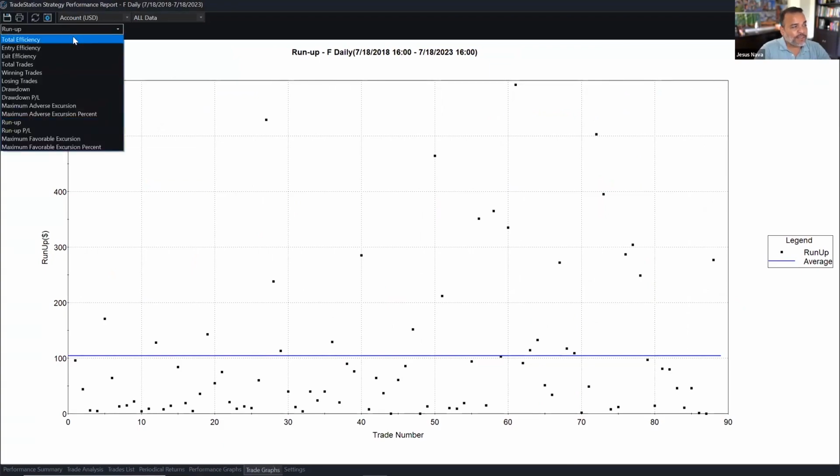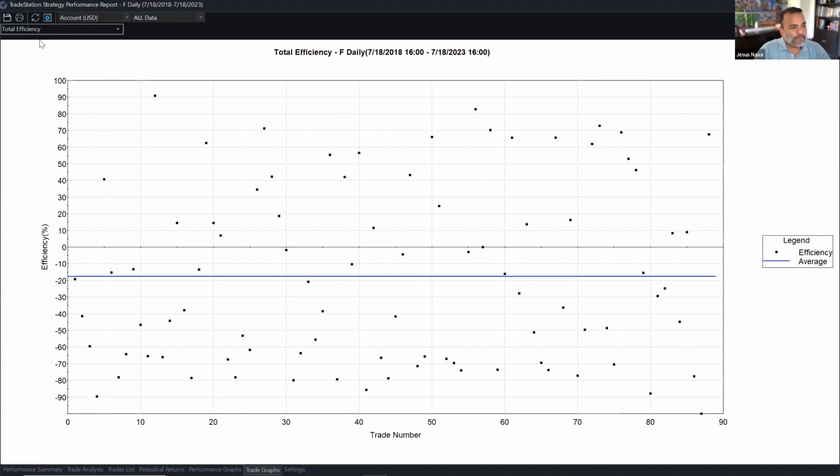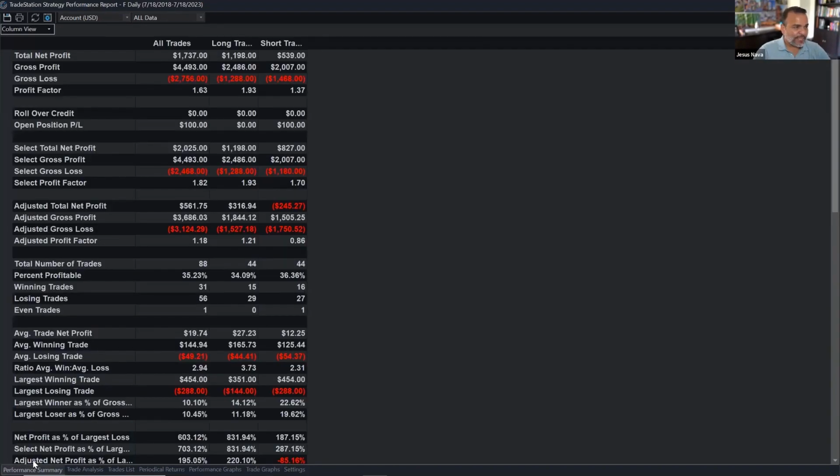And in the trade graphs, I'm going to go to the very top one, total efficiency. So hopefully you can see the dots here. The dots do represent every single trade in the historical backtest. How many trades do we have? Before we look at any particular dot in here, the summary does tell you the total number of trades right here. There are 88 total trades in the past 5 years.